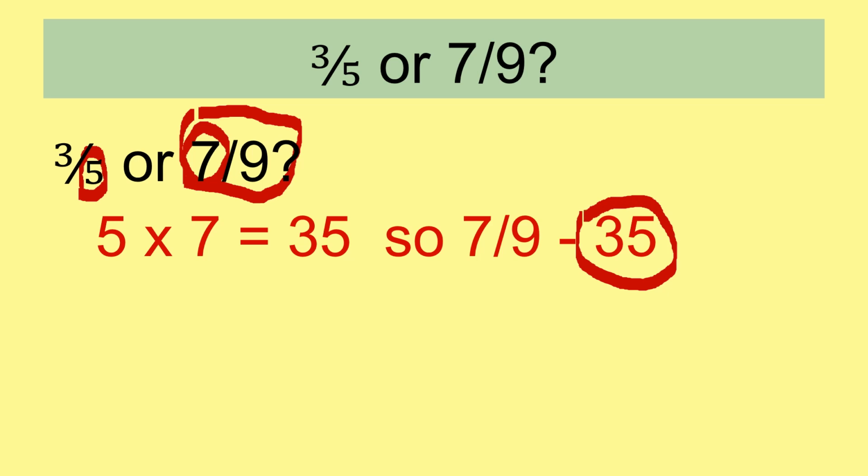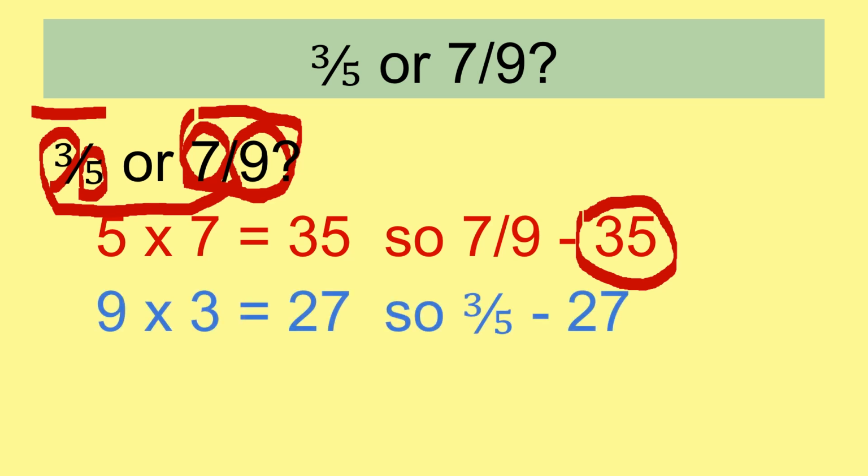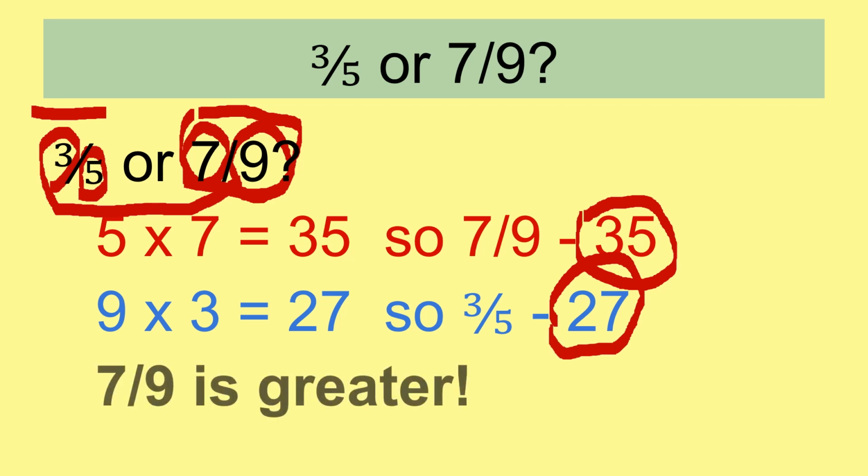Now we need to take this denominator 9 and multiply it with the 3 over here for the score for this one, 3/5. So it's 9 times 3. What's 9 times 3? 9 times 3 is 27. So 3/5 scores 27 points, we could say. Which is greater, 35 or 27? 35 is, so 7/9 is greater.